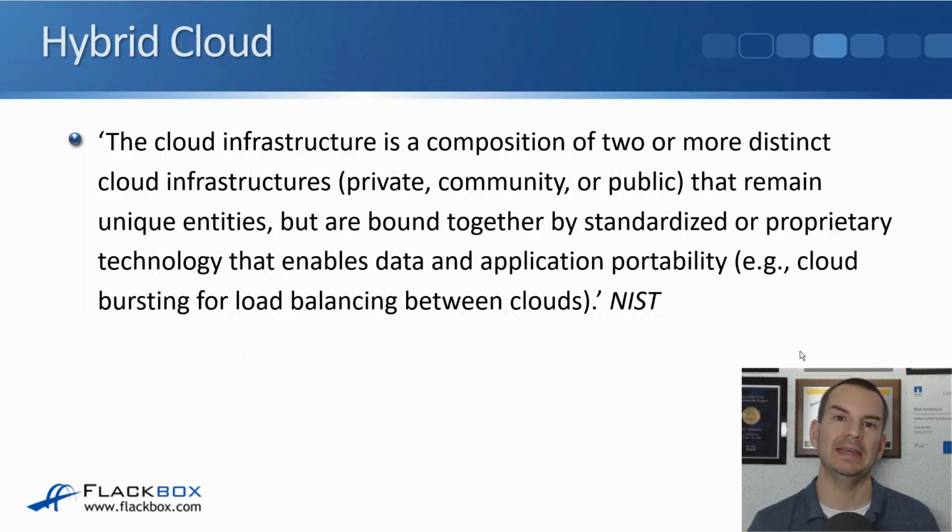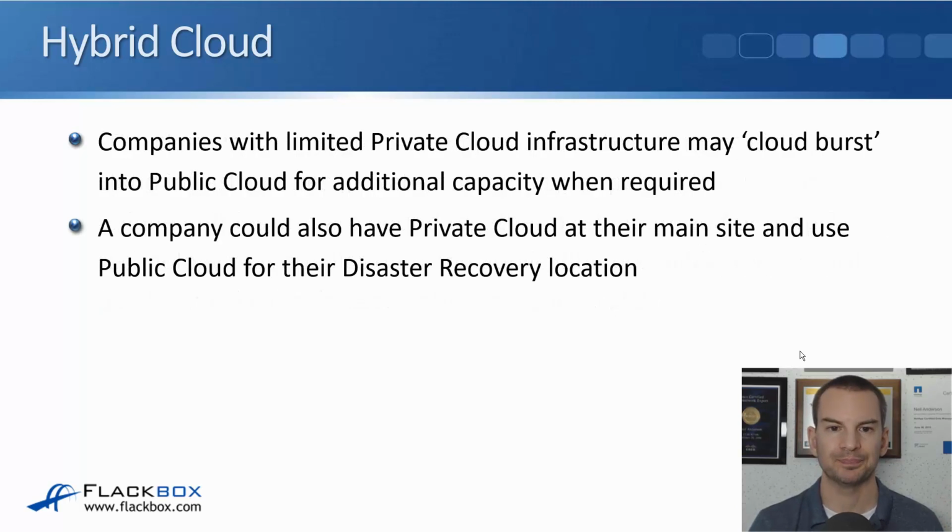The last one is hybrid cloud. Definition of this: the cloud infrastructure is a composition of two or more distinct cloud infrastructures. So it's a mix between private, community, or public that remain unique entities but are bound together by standardized or proprietary technology that enables data and application portability. For example, cloud bursting for load balancing between clouds. So really there's the three types. There's private, community, and public. But if you mix and match any of those, that would count as hybrid cloud.